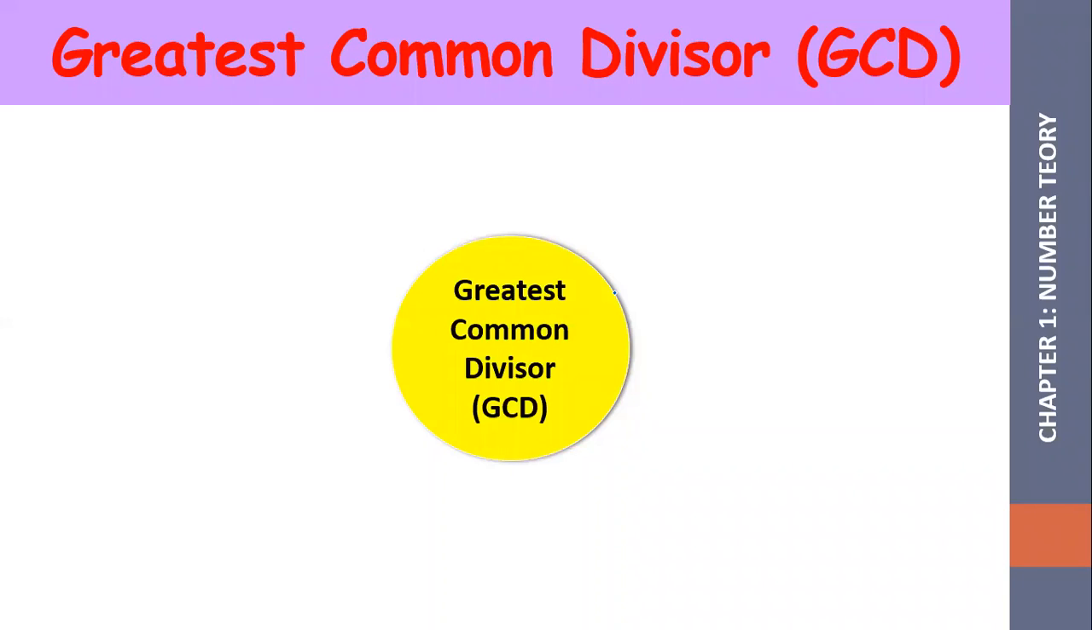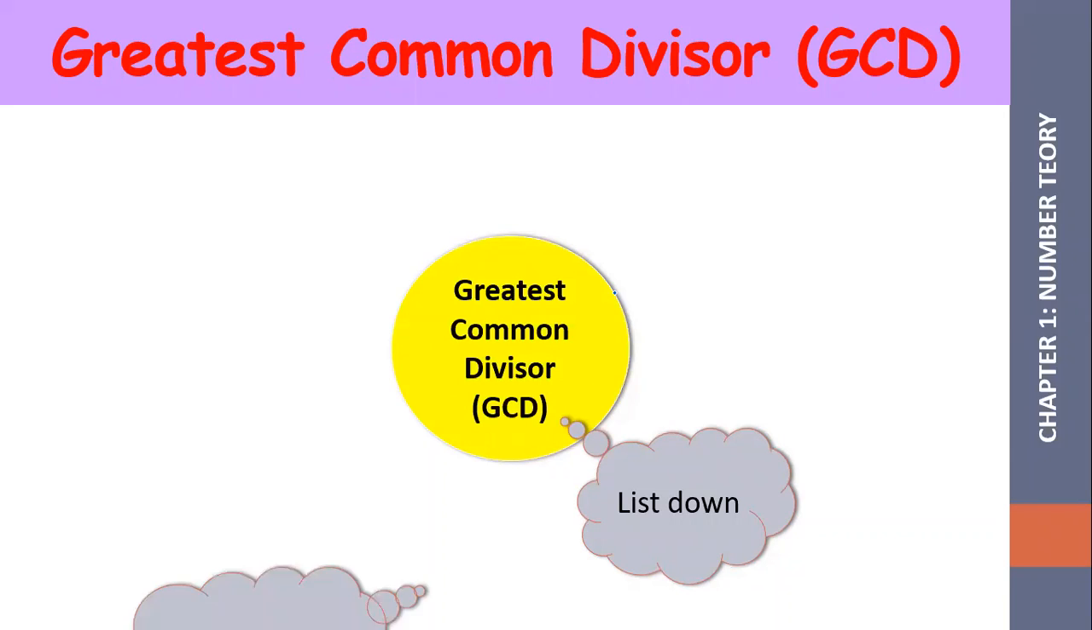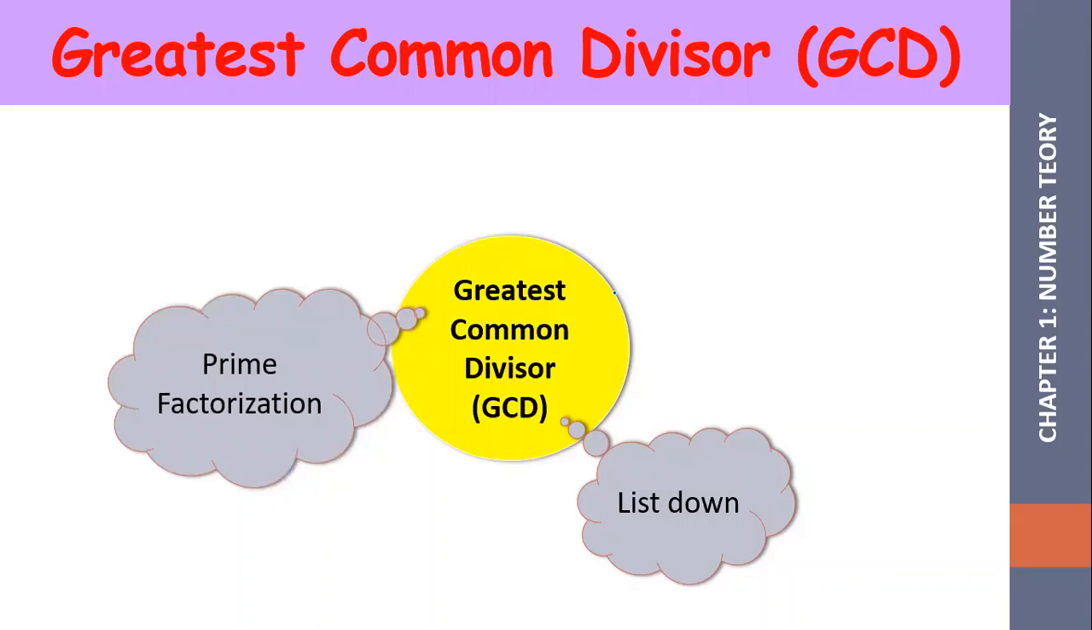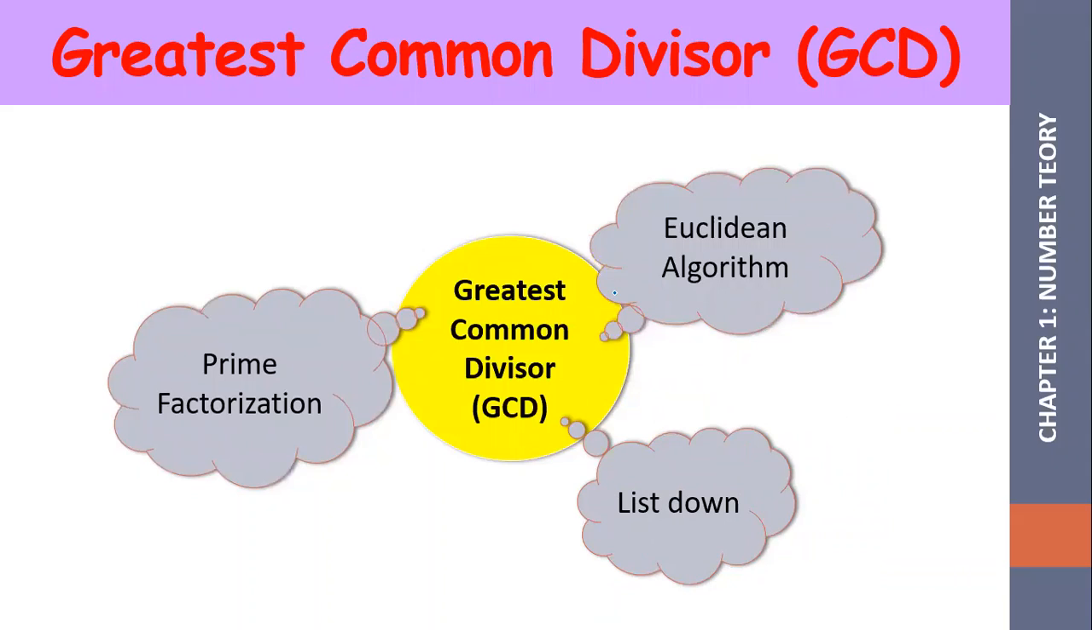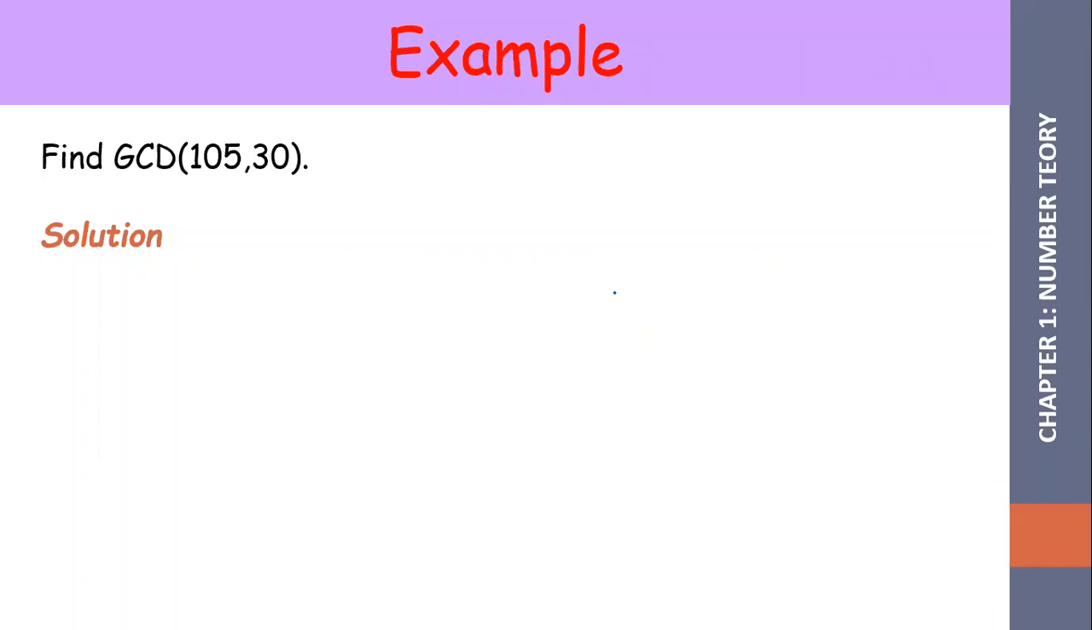So before we go into more details about GCD, there are three methods of finding GCD. The first one is we list down one by one the possible common divisors of the integers. The second one is we use the prime factorization method, and the third one is the Euclidean algorithm. The Euclidean algorithm is a very interesting method. You will see later. But let's see the first method, which is listing down. Example: find GCD, greatest common divisor, of 105 and 30.